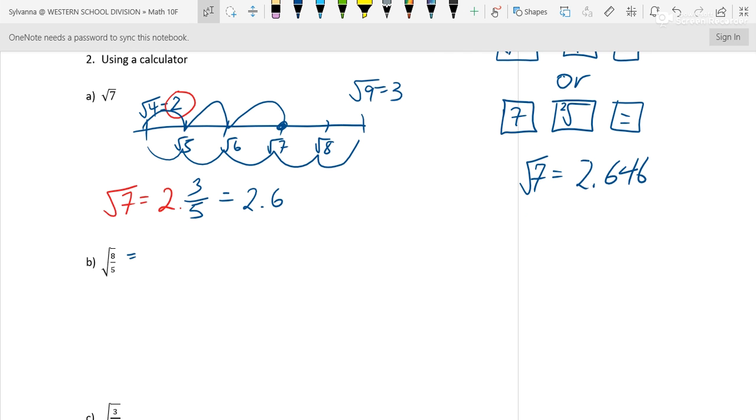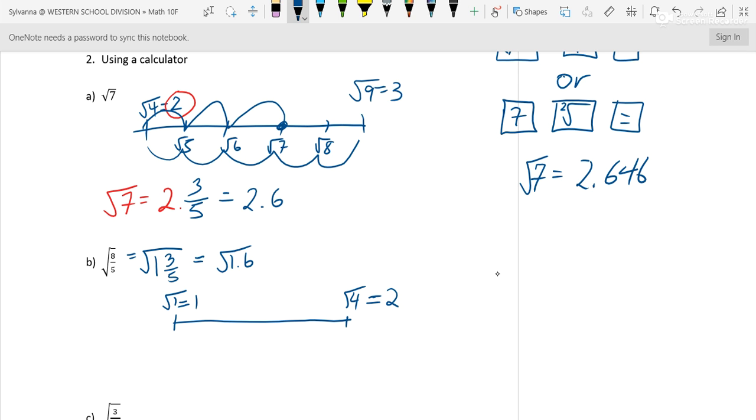The first thing I want to do is convert it back into a decimal. And we can rewrite this as a mixed number first. This is 1 3/5, which is the same thing as saying the root of 1.6. The same method applies. We're going to see where the root of 1.6 can sit in between two perfect squares. So it sits in between root 1 and root 4. The root of 1 is 1 and the root of 4 is 2. So I know that this is going to be 1 point something for sure.